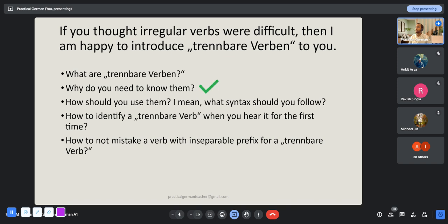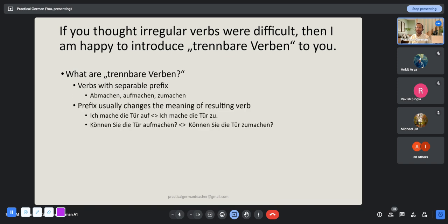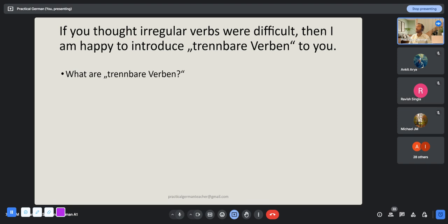How should you use them? So let's talk about that a little bit more. I didn't know I had a slide about that. What are trennbare Verben? They are nothing but verbs with a separable prefix. There are verbs which do have a prefix, but the prefix is not separable. Only those verbs where the prefix is separable are called trennbare Verben. I believe for many of you who have already done A1 or Duolingo, this is a repetition, but I have to do it. So the prefix usually changes the meaning of the verb.